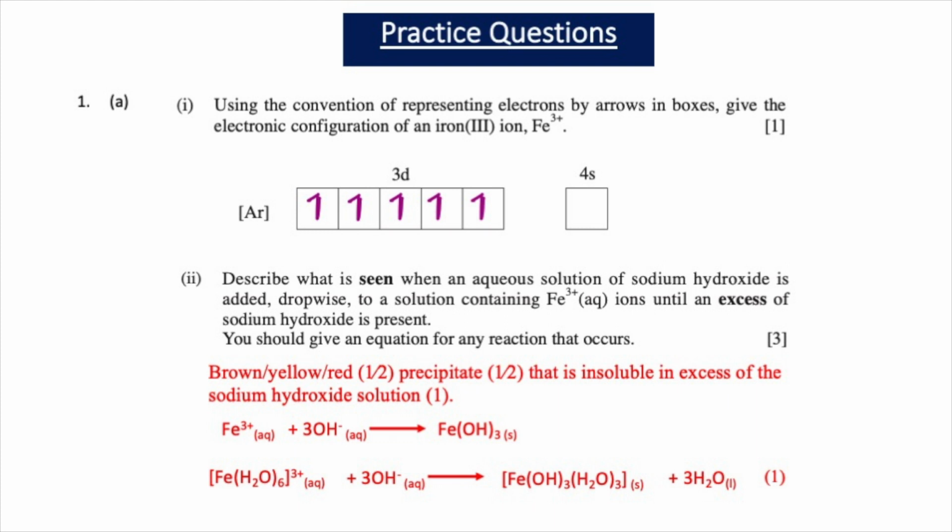And for the equation, you could either write Fe3+ plus 3OH- ions form Fe(OH)3. State symbols aren't required here, but this would get you a mark if you wrote this equation down. However, you could also write the equation in complex ion form and write down [Fe(H2O)6]3+ plus 3OH- ions form [Fe(OH)3(H2O)3] plus 3H2O.